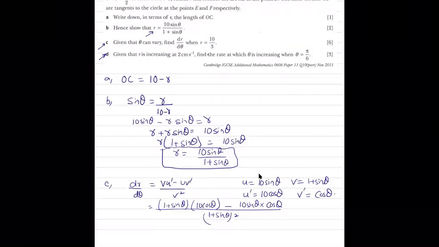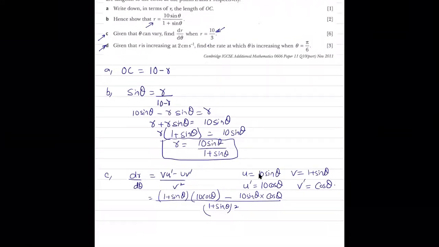Now, they haven't actually asked you to simplify this, have they? Find dr over d theta when r is 10 over 3. So they just want you to plug in the value of r as 10 over 3 and solve and simplify. So instead of a given value of theta, they have given you r, and they have asked you to find the value of theta. So let's simplify this.